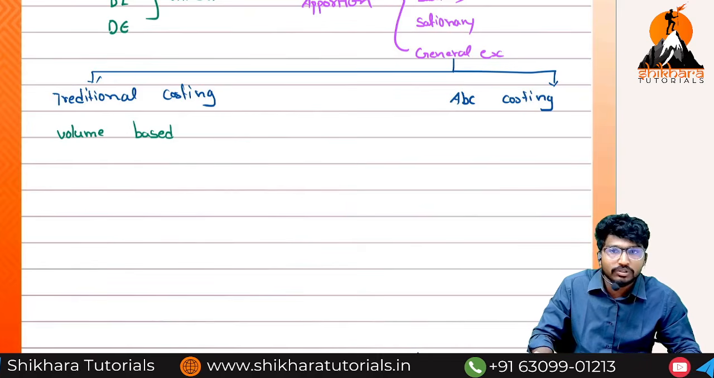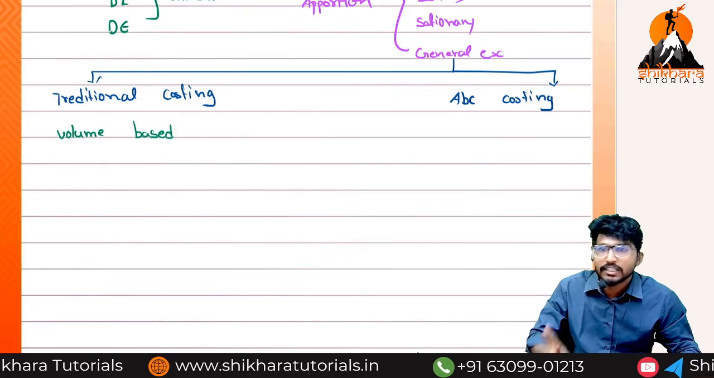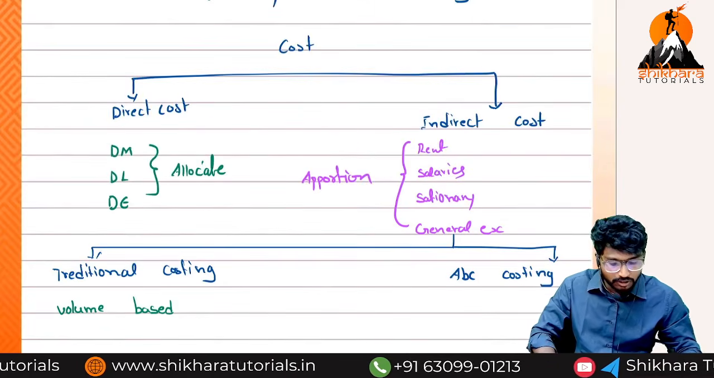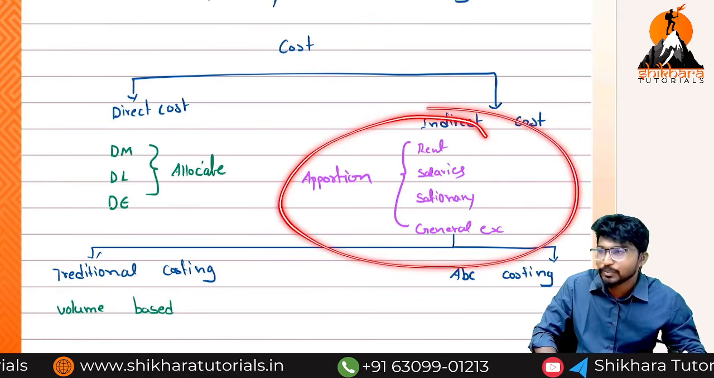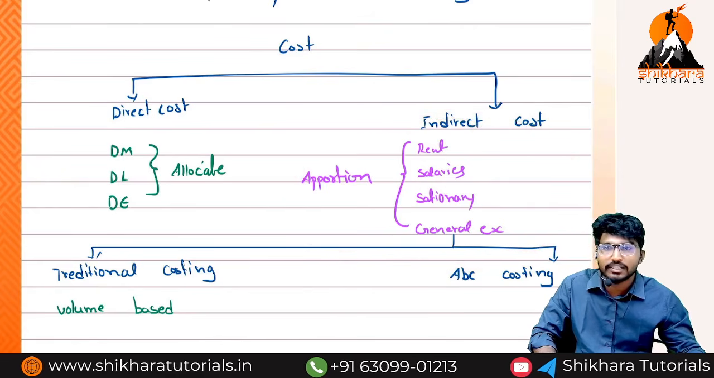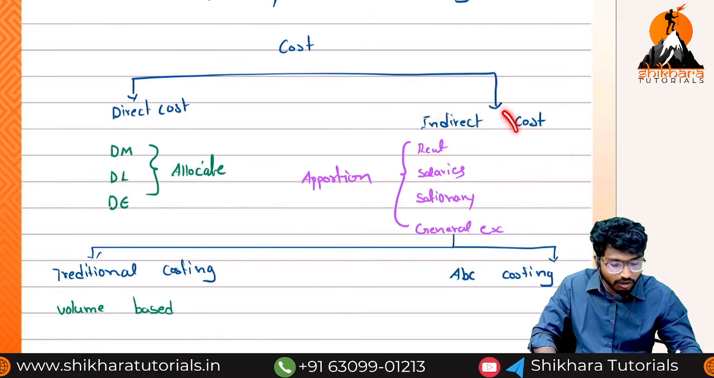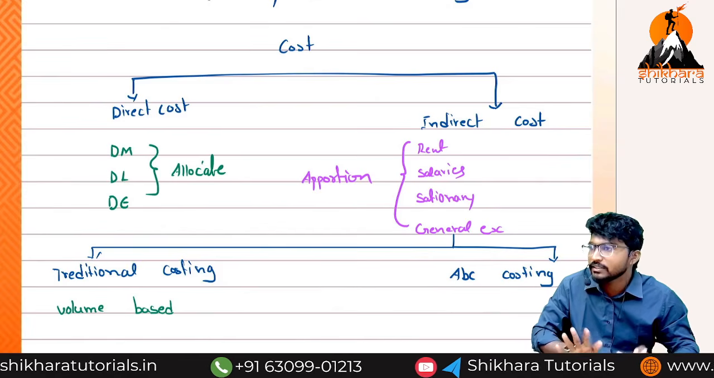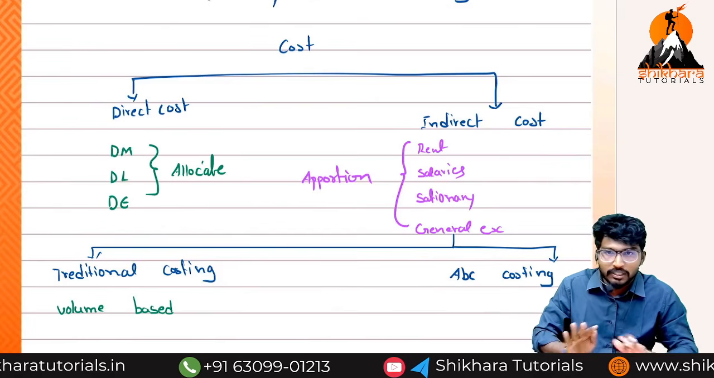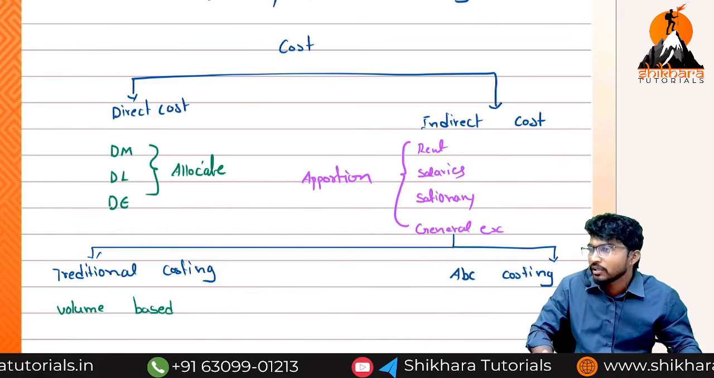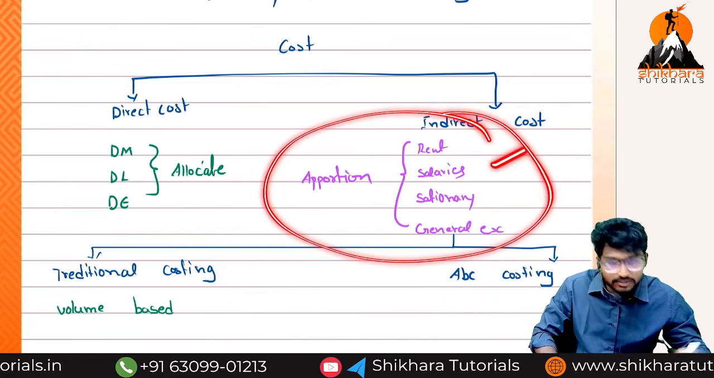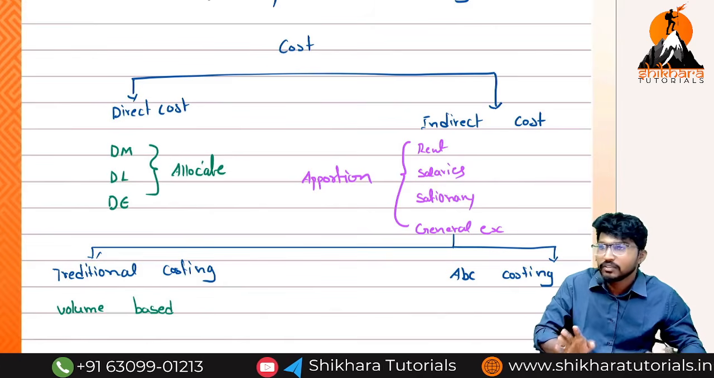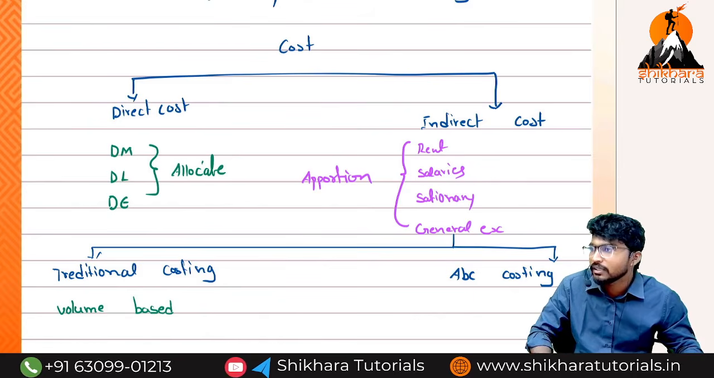It will use a single cost driver to allocate all expenses. It won't segregate the expenses like rent, salaries, general expenses. It will treat all these expenses as overheads. The name itself is overheads. The traditional costing system doesn't want this segregation or division of expenses like salaries, rent. It will treat all indirect expenses in the same manner.